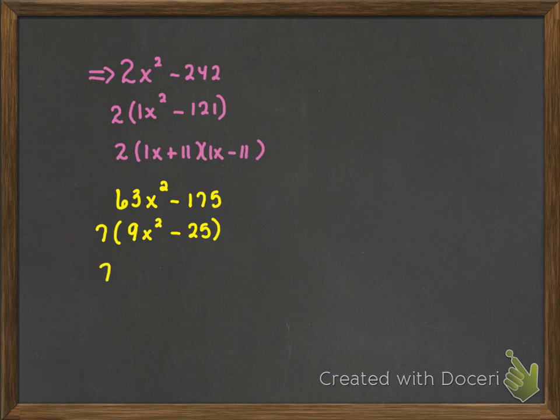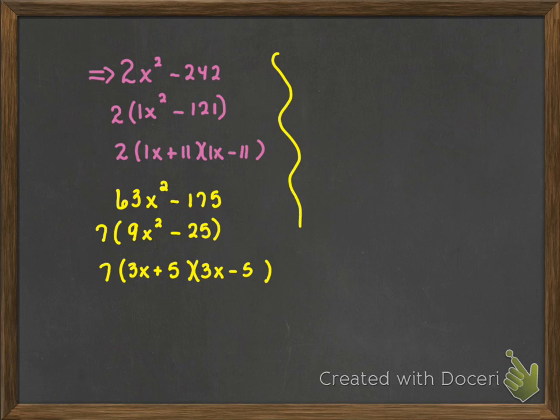So I'm going to bring down my 7. I've got 2 sets of parentheses here. The square root of 9 is 3, so I'm going to put a 3 in each position. The square root of x squared is x. I have a plus, I have a minus, and the square root of 25 is 5. So that's as far as the difference of perfect squares go.